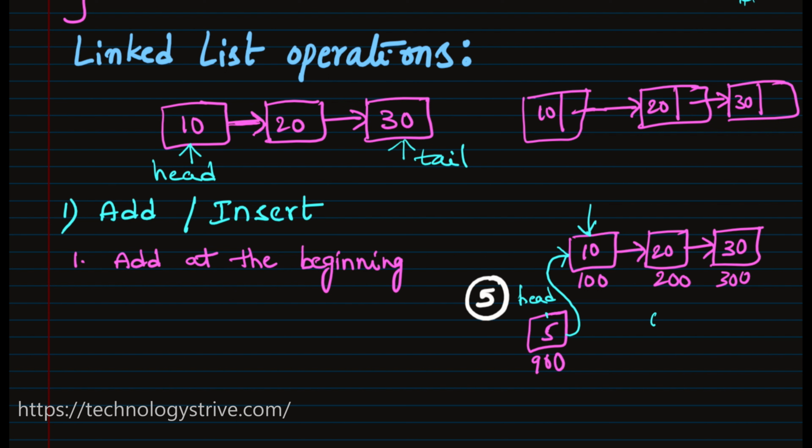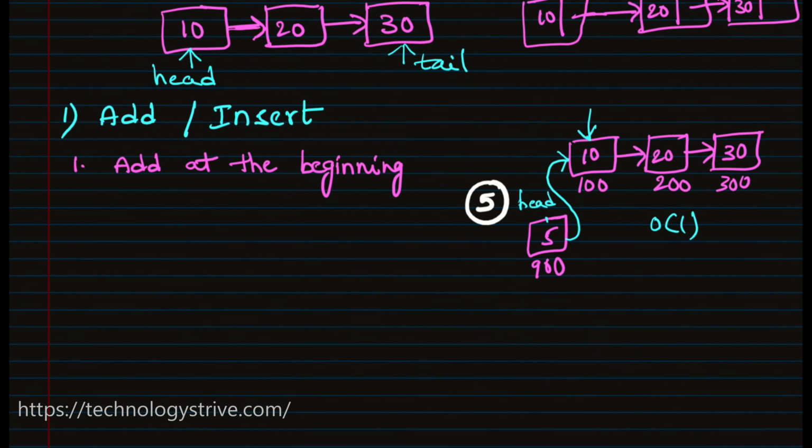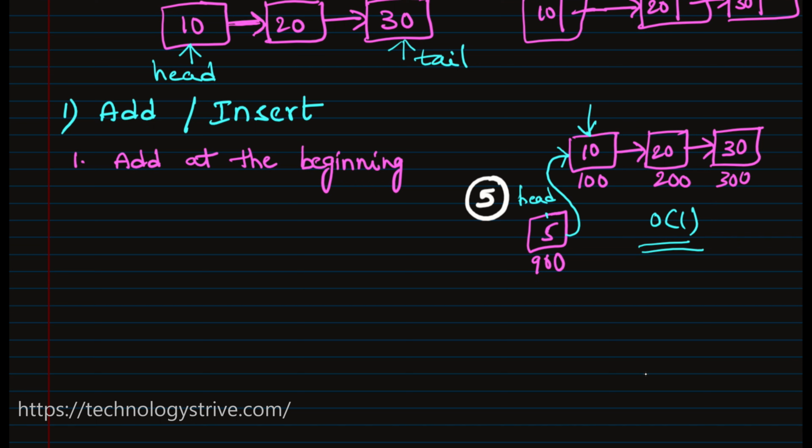So in order of one time we are able to add at the beginning. There is no need to shift the elements like in arrays. I'm creating the node and I'm just making one link to the current head node. So this takes just order of one time complexity.